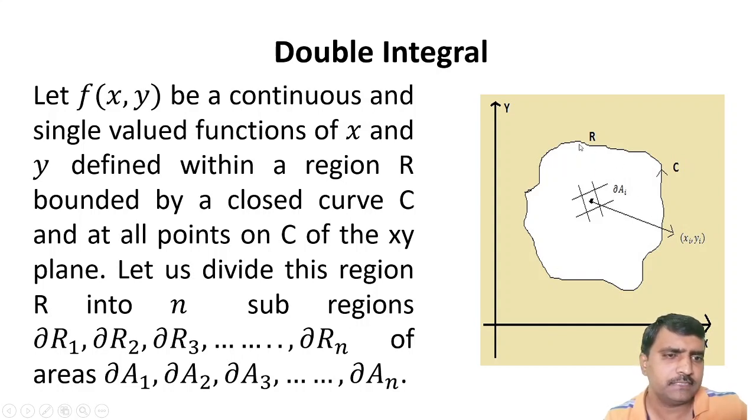Now, you divide this region into as many small regions as possible. Among that, you take one small region, this one. Here we have n regions; we are dividing this total region into n parts. Among that, one of the parts is this one. We denote this region as delta R i, and this region has some area. The area of this region you denote as delta A i. You take this point x i, y i. So this is the region delta R i, and its area is delta A i.